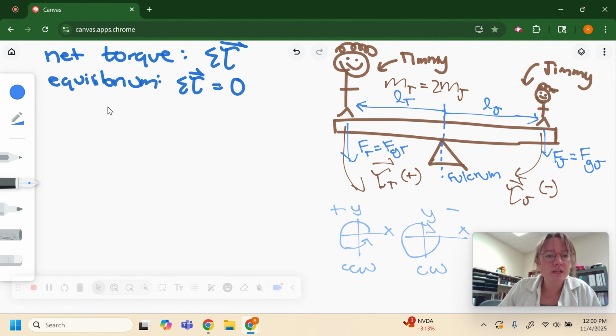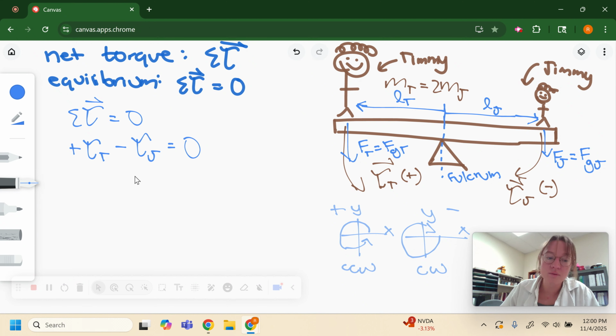The first thing that we would do is we would say we want things to be in a state of equilibrium. We want Jimmy's torque to equal Timmy's torque. If we want that to be the case, then we want the net torque to equal 0. When I'm talking net torque here and I look at this situation and I say, hey, what is involved in the net torque? I say, well, we have positive torque from Timmy and negative torque from Jimmy. And those two should cancel each other out. They should add to equal 0.